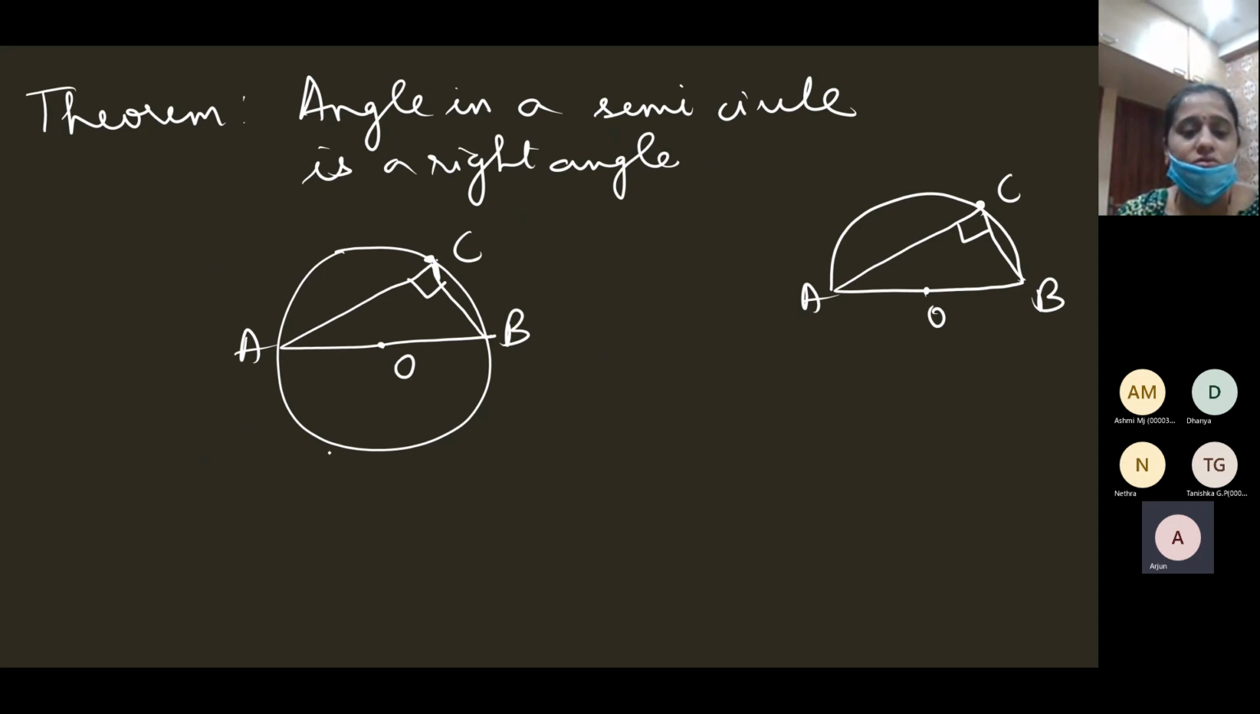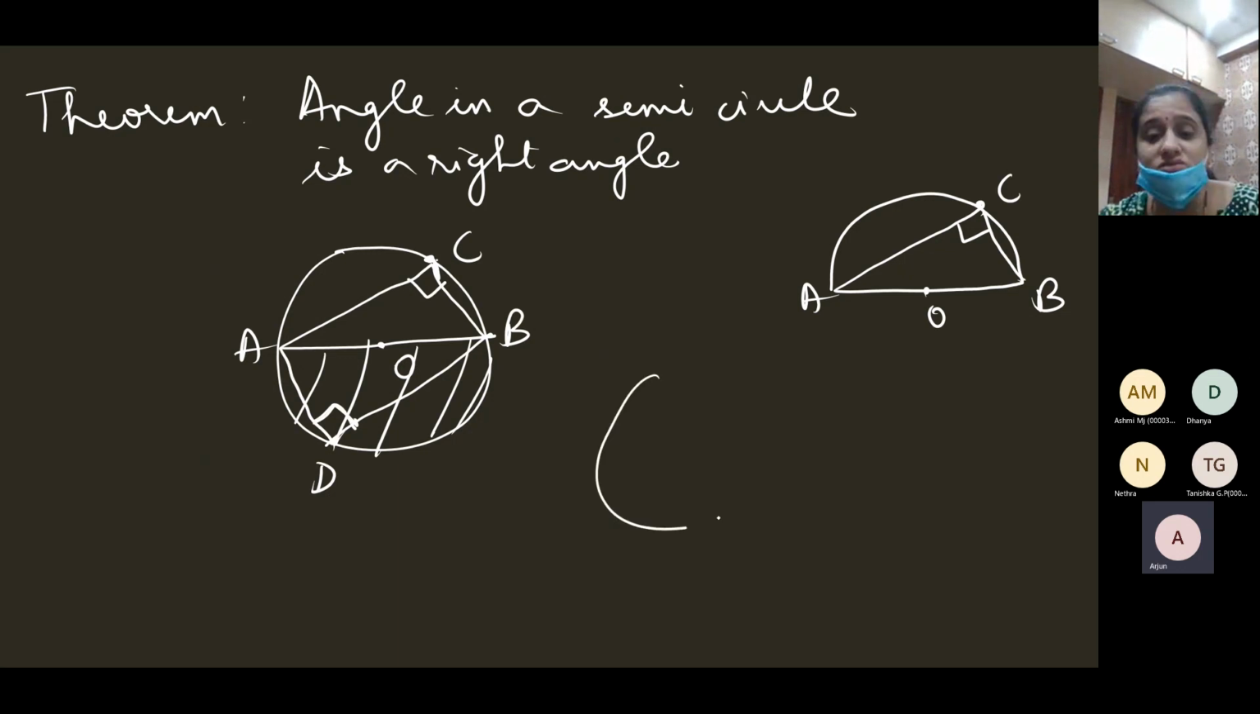You can take a point here also. You can take a point D here, join A to D and B to D. You should join the ends of the diameter. An angle is formed. This is 90 degrees, because this is also a semicircle. Angle in a semicircle is the right angle.